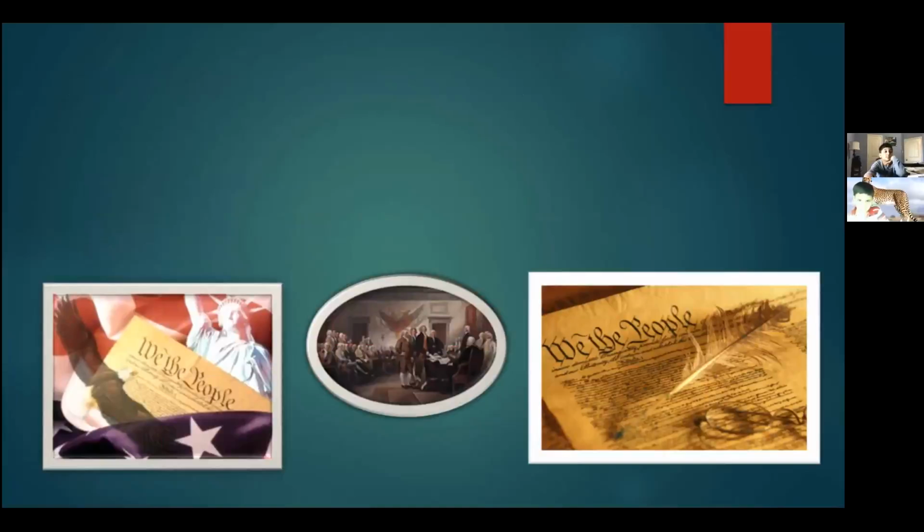These are photos of the Constitution and when it was being made.